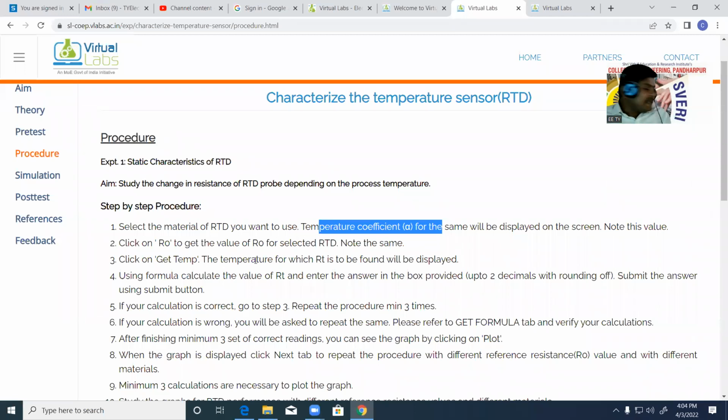See, second one R0 we are selecting. R0 select केला आपण. Then click on get temperature. The temperature for which RT is to be found will be displayed. कोणत्या टेम्परेचरला रेजिस्टन्स RT फाउंड होईल ते टेम्परेचर डिस्प्ले झालेलं आहे.